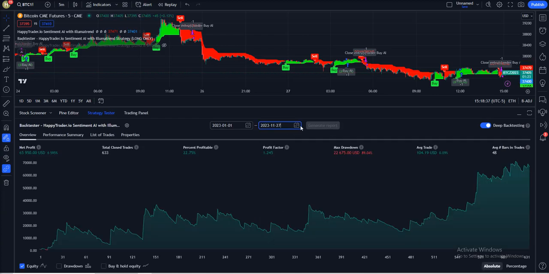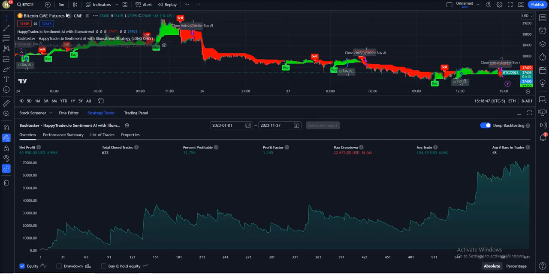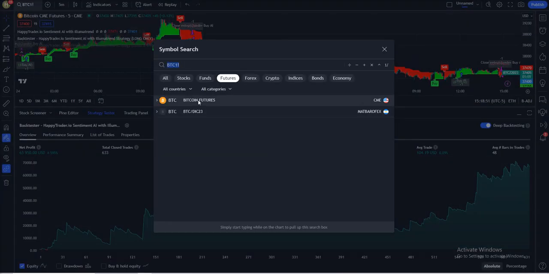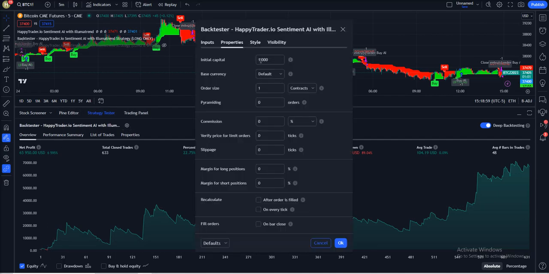So we're going to go into our deep backtester for TradingView, and we are going to generate, let's do the 26th, and then let's go to today, the 27th. Make sure we have the most up-to-date data that we can have. We're on the 5-minute chart. We are on the Bitcoin futures for the CME, Chicago Mercantile Exchange, through TradingView, and you can see that we're starting with parameters of $1,000 starting for the account. One contract is the order size, no pyramiding orders.